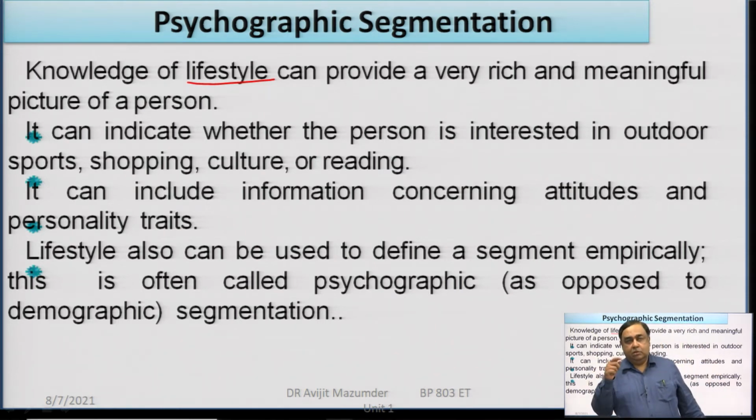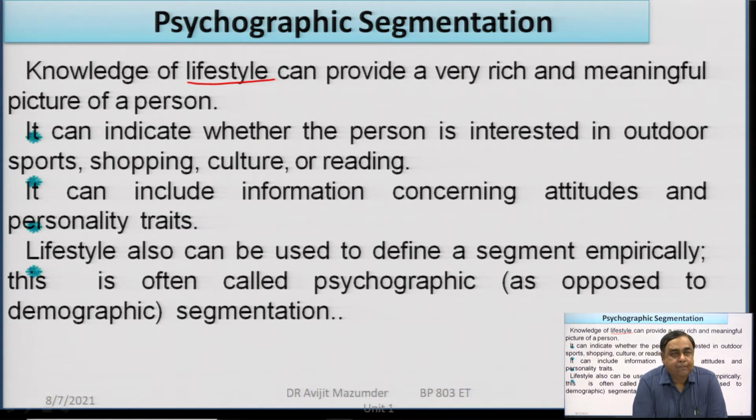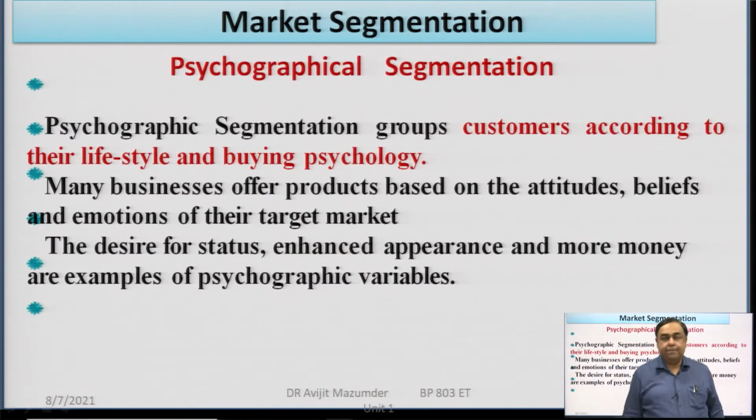It can be easily serve as a base for the purpose of segmentation. It can include information concerning attitudes and personality traits. Lifestyle can also be used to define a segment empirically. This is also often called psychographic, as opposed to demographic. Psycho means psychology. So, if we are segregating depending on the lifestyle, we are calling it a psychographic mode of segmentation.